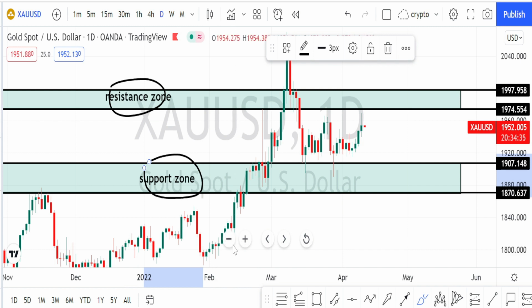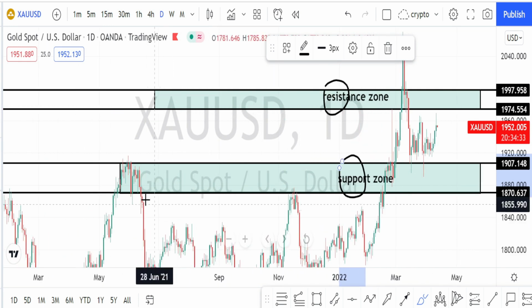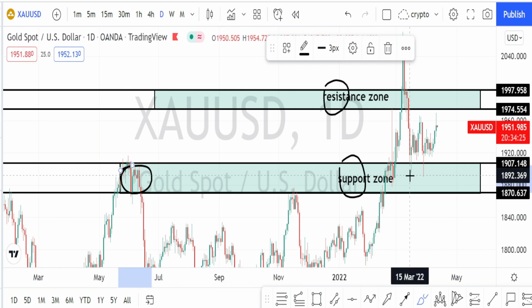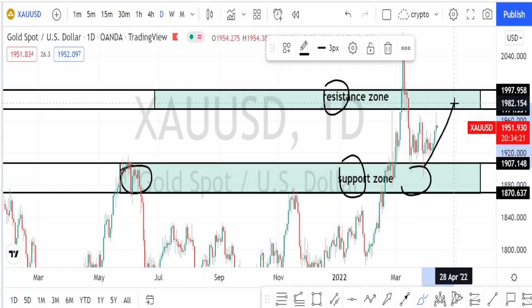When we move to the left side also, we know the reason why it is acting as a very strong support zone, because previously this area had acted as a very strong resistance zone. So price couldn't break this support zone.